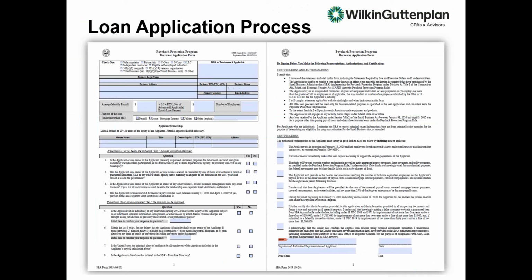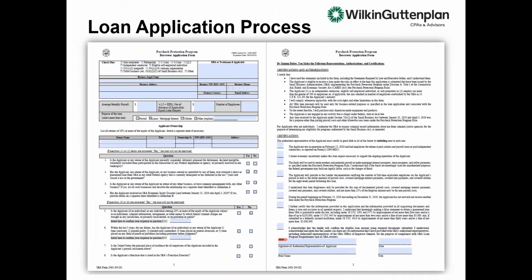It's only 2 pages. There's not a lot of data, not a lot of info that has to be responded to. I think the instructions say you can complete it in 8 minutes, but I think you'd have to be pretty nimble to complete this in 8 minutes. It might take you a half hour to an hour. And certainly calculating the average monthly payroll will take you some time.